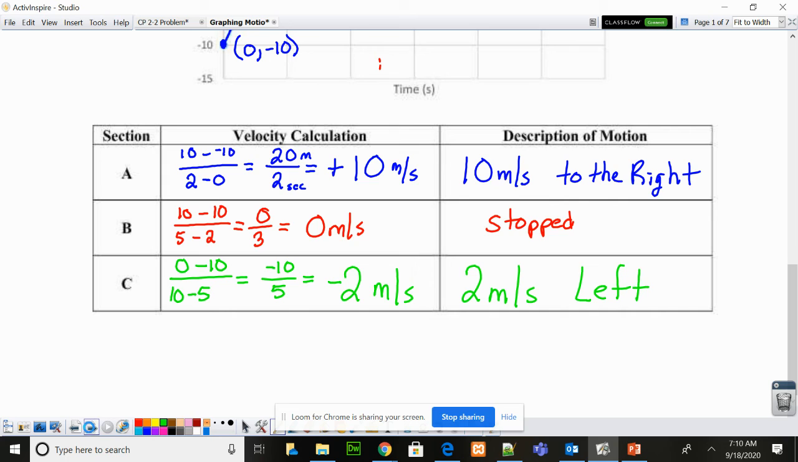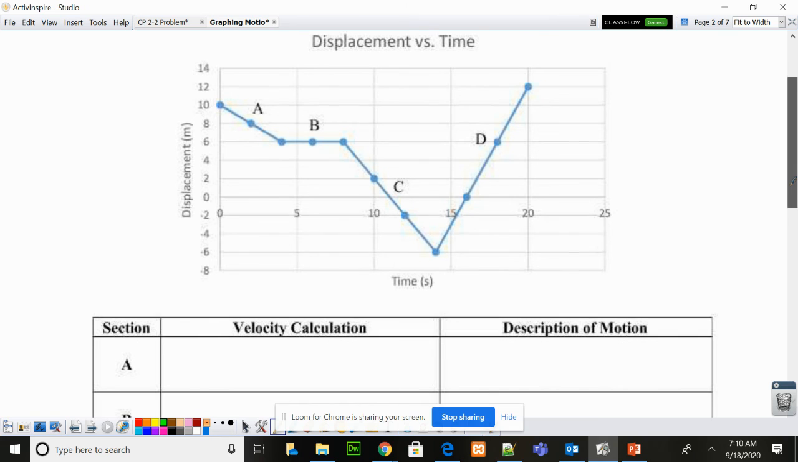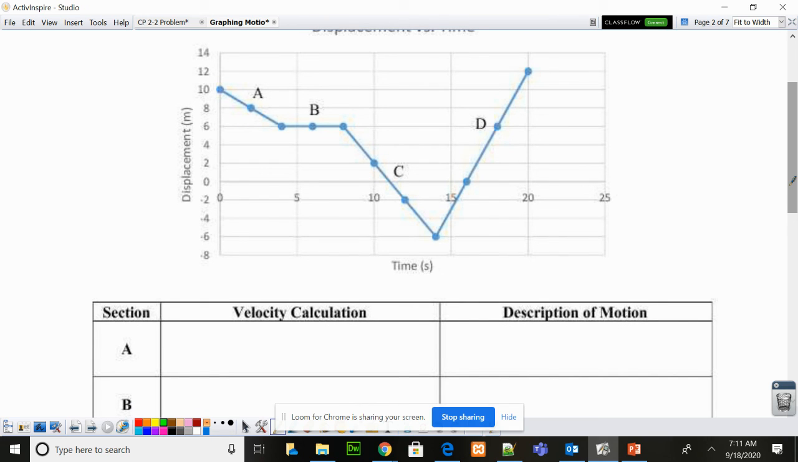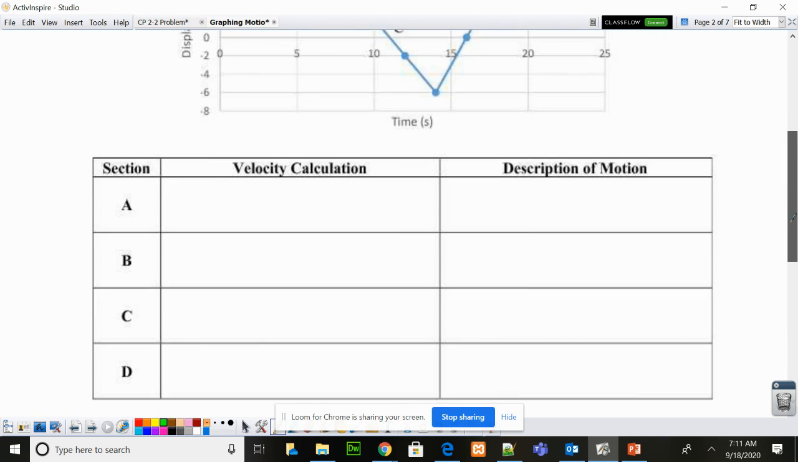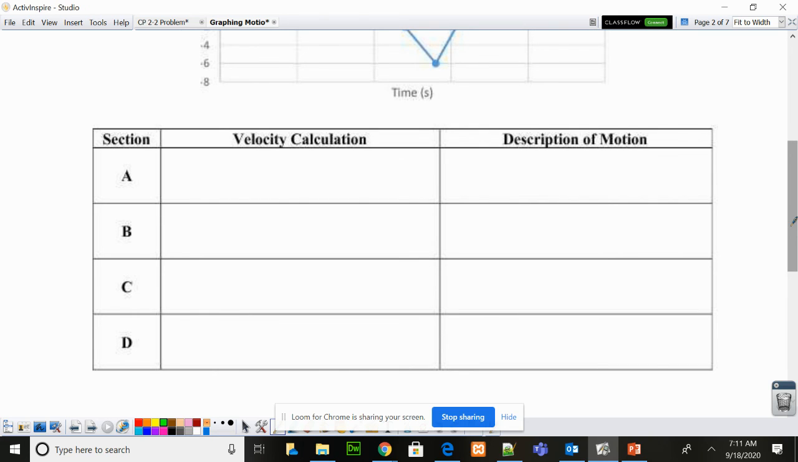All right, so we've got our next page, and on this page we are asked to do the same thing, except there are 4 different sections. So instead of 3, we've got an A, a B, a C, and a D. I am going to leave you to do those ones on your own. So go ahead, using the slope of each segment of the graph, find the velocity, be sure to include the positive or negative, and then write how fast it's going and the direction that it's moving in the description of motion.